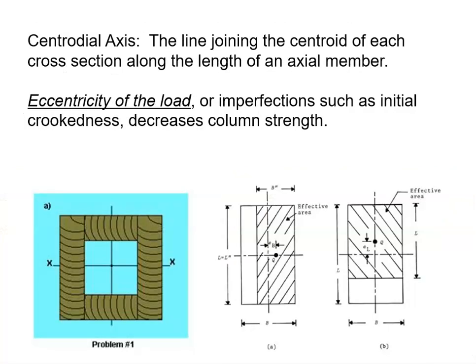Okay, the centroidal axis is the line joining the centroid of each cross section along the length of the axial member. So again, here's a nice square column, and this is the centroid, up and down. So I would tend to believe that this column is square with these dimensions top to bottom, and the center point never changes. However, back to this example, again, the base of this column is bigger. That's what this space is suggesting to me.